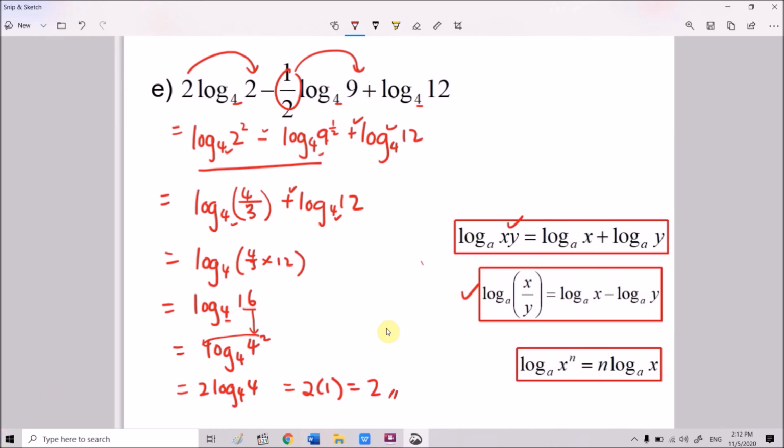So actually the questions involving the law of logarithms are not done yet. We still have to learn how to simplify a given expression involving logarithms, but we will learn about that in the part 3 video.